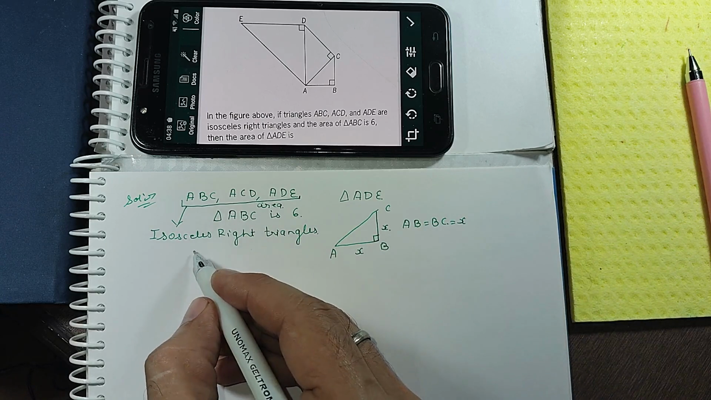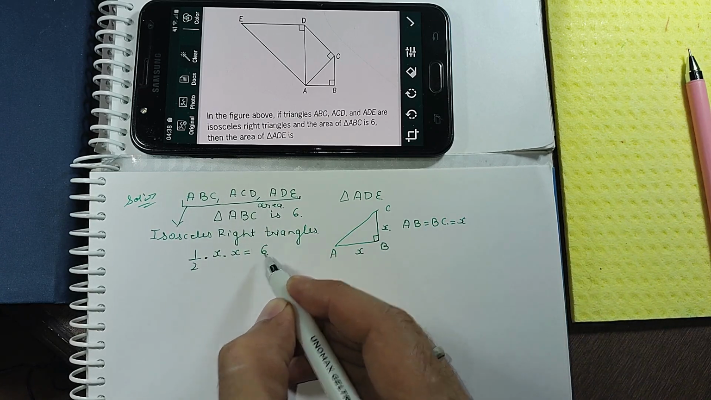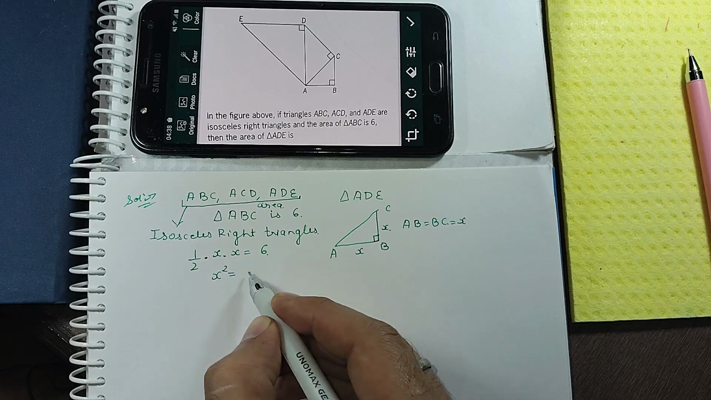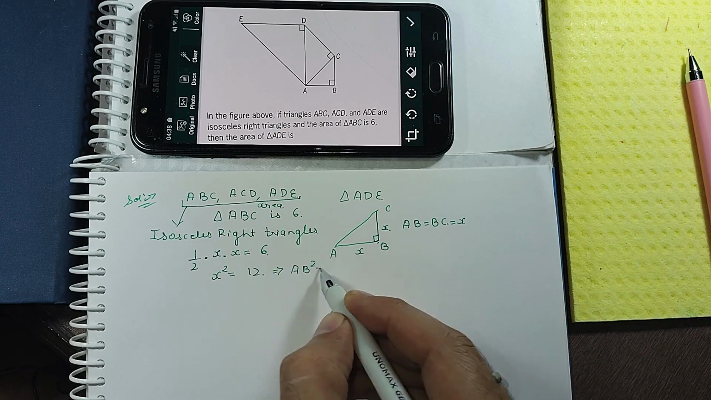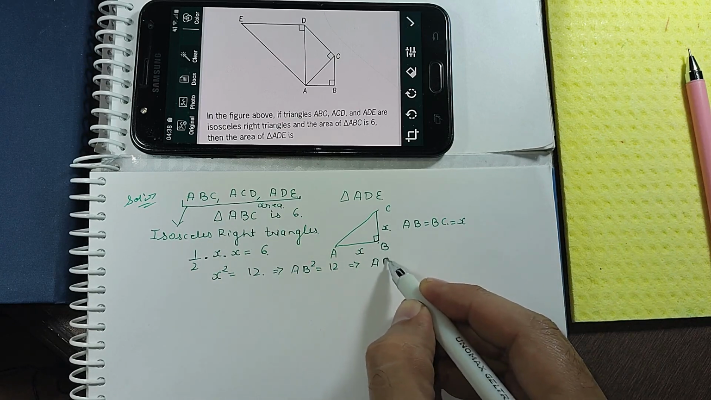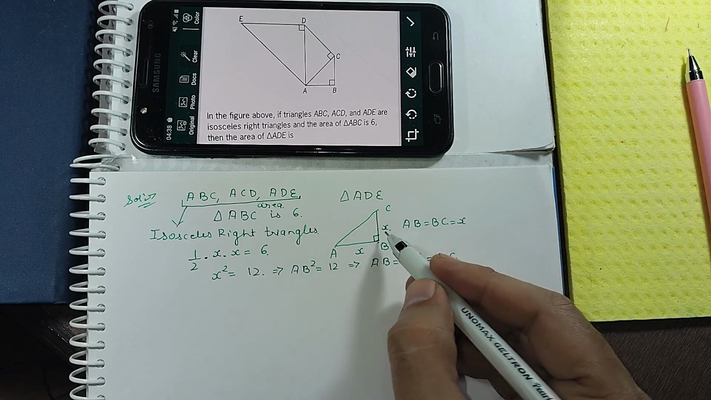So this area will be equal to 1 by 2 base, which is X, into X equal to 6. Or I can say X square is equal to 12. Right? So AB square is equal to 12, or I can say AB is equal to root of 12, which is equal to BC. Now we know that AB is root 12, this is root 12.